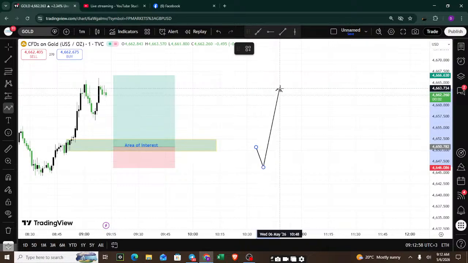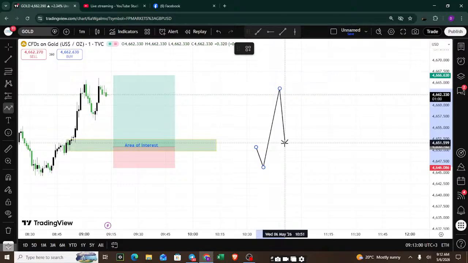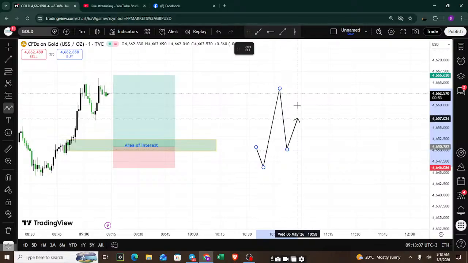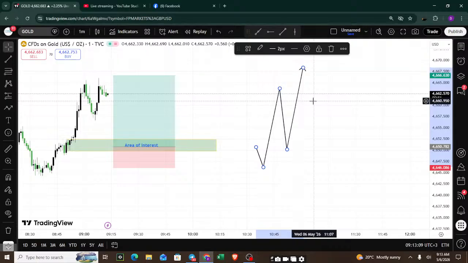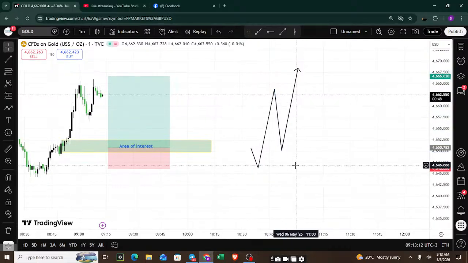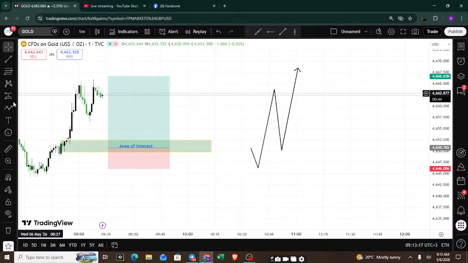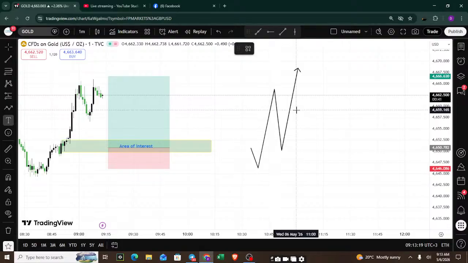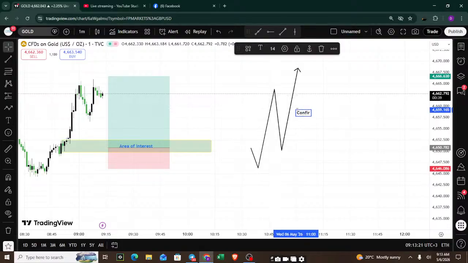So this is what I'm anticipating. Price is already in an uptrend, so I'm just anticipating a pullback and then a reversal. So what is going to be my confirmation? My confirmation equals a bullish engulfing candle.